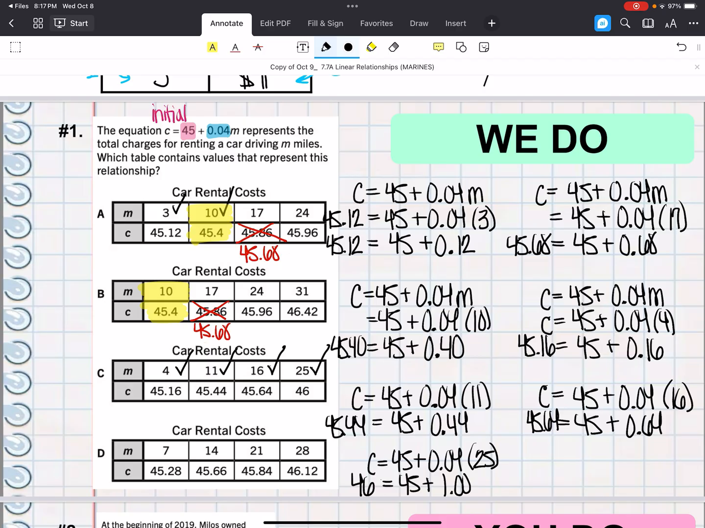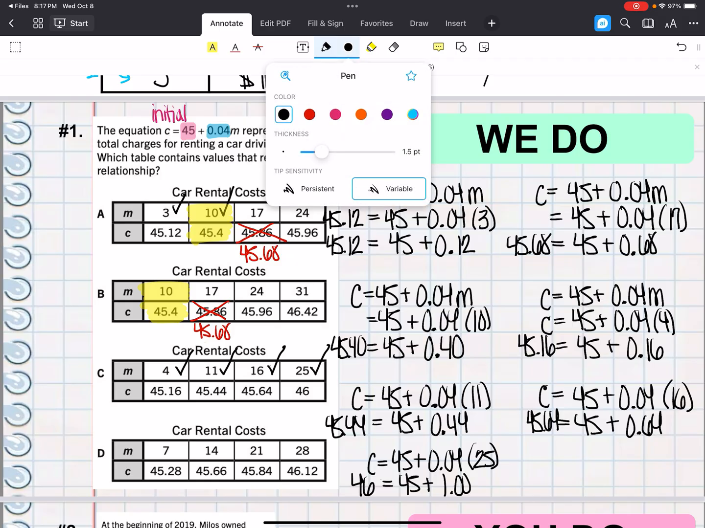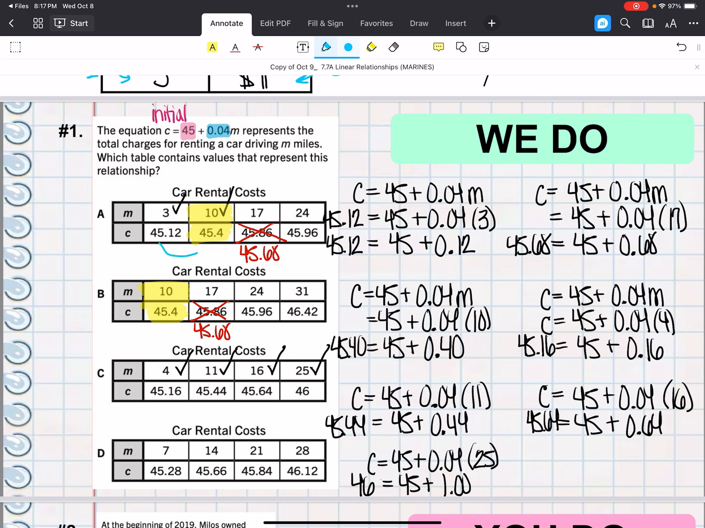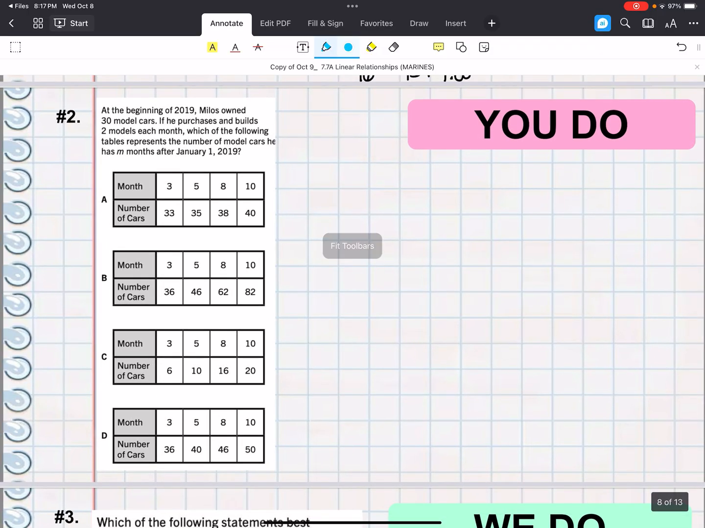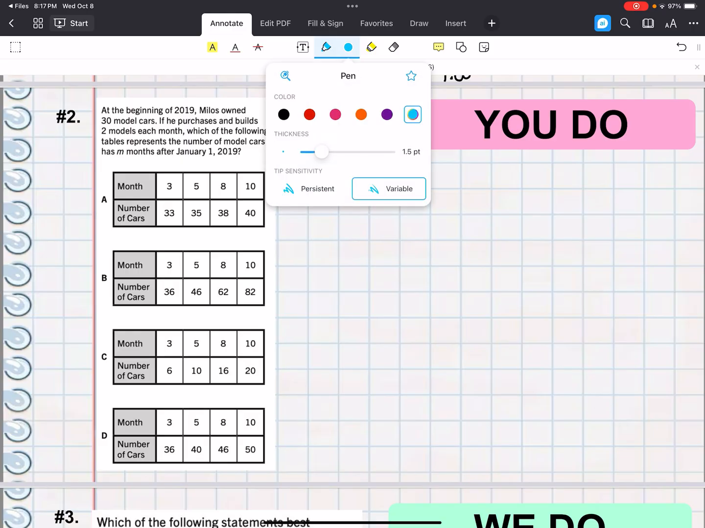Okay, so this is one option, just checking your table, checking your x and y values to see which one is correct. The other option you do have is checking your change in y, dividing by your change in x to see if it matches up with the 4 cents every time. For number 2, if you want to pause the video and go ahead and try it on your own, or if you just want to continue with me, that's fine.